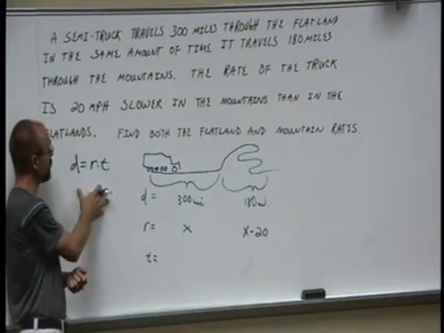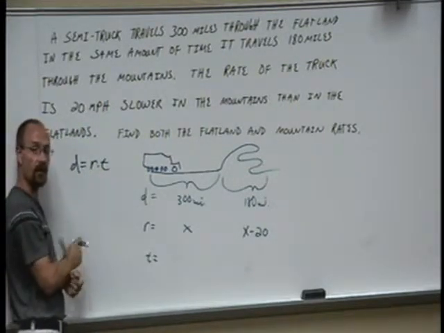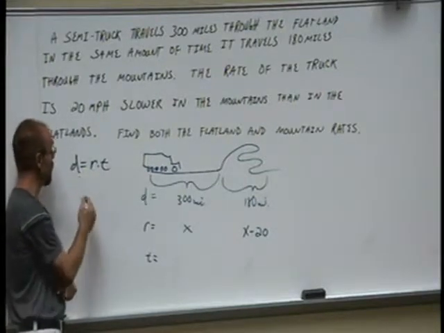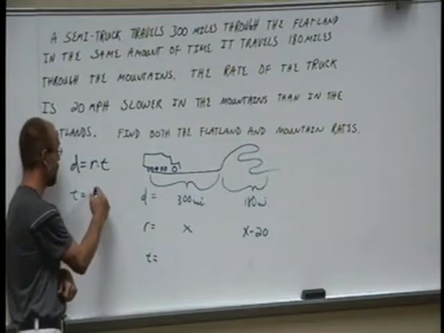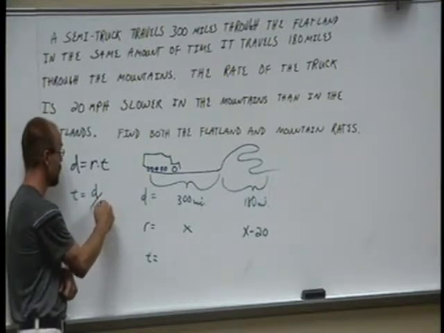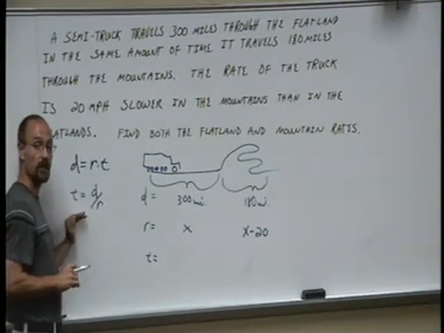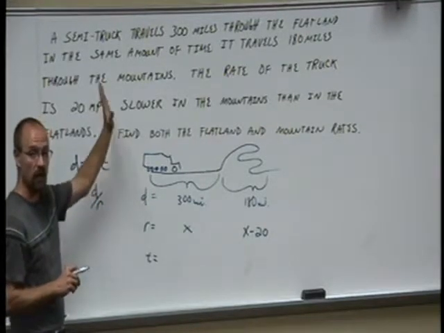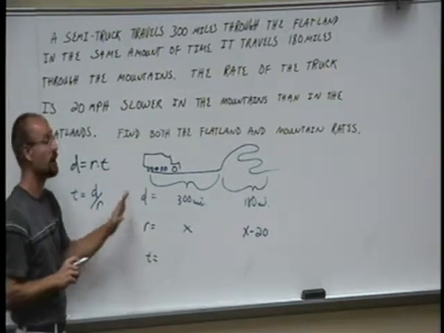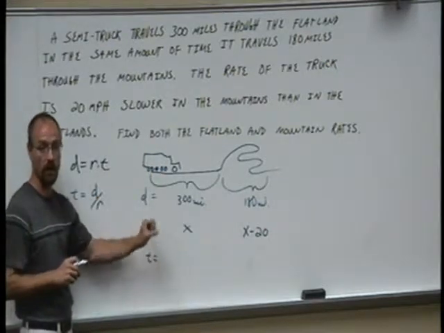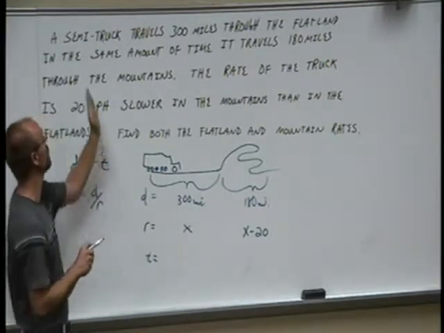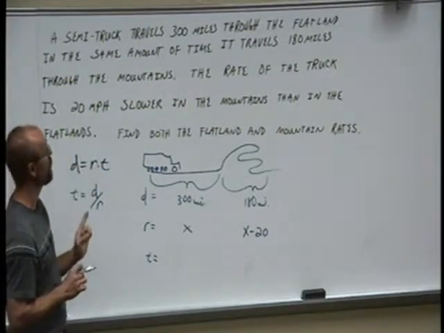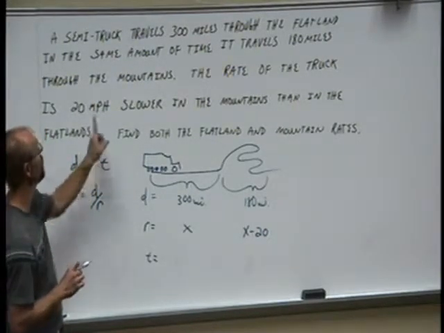So let's manipulate this a little bit. Let's solve this for time, the given information. What's the same for both? I can divide both sides by r, so I get time equals distance over rate. This is my tool to use to solve this. I read it the third time, to make sure that I set this up right, that I took the given information, and I assigned the proper variable. A semi-truck travels 300 miles through the flatland in the same amount of time it travels 180 miles through the mountains.